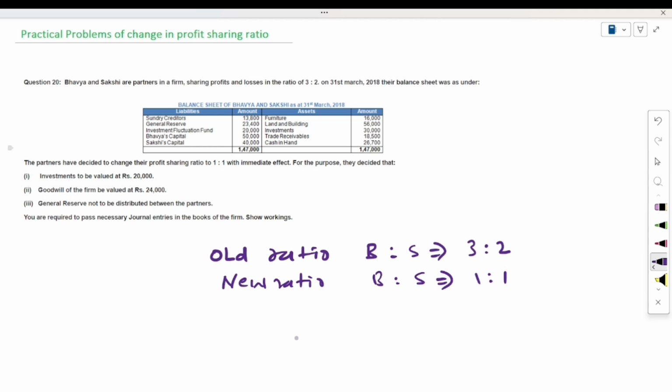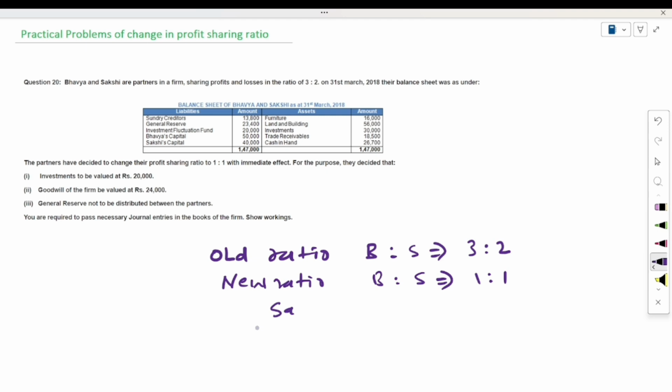For this purpose they decided that the investment is to be valued at 20,000. The goodwill of the firm was valued at 24,000. The general reserve is not to be distributed between the partners. You are required to pass journal entries in the books of the firm showing working notes. First of all, we have to find the sacrificing or gaining ratio.